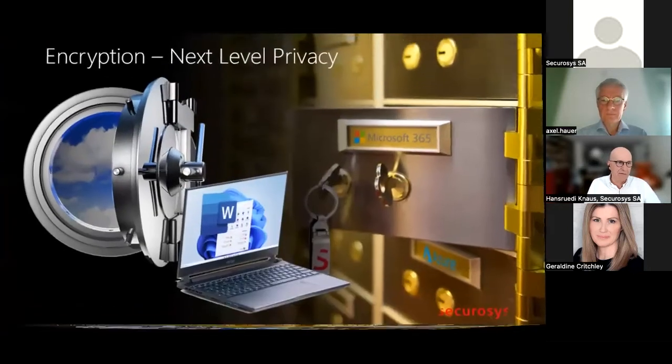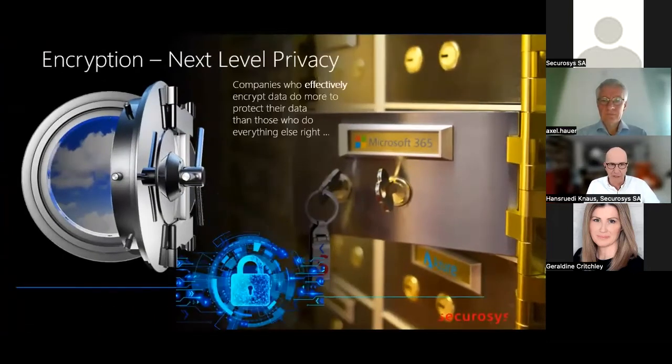So we had to find out a way to go and found encryption. If we have companies who effectively encrypt data to do more to protect their data than those who do everything else, we think about encryption in this context. Introducing Microsoft 365 means checking security, flexibility, usability. We even have encryption doing the job for best practice privacy, and confidentiality, integrity, and availability is solved, basically.